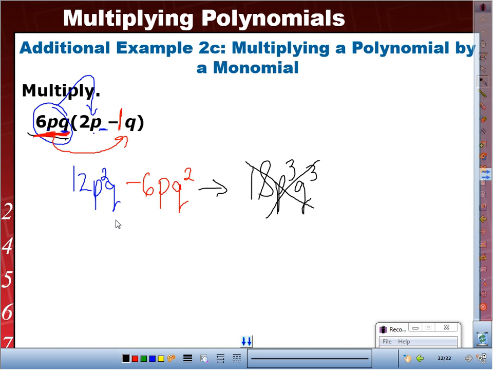Is that correct? If we add, we can only combine if and only if we have the exact same variables with the exact same exponents. So watch. We have the same variables, yes, but this p is a squared, and this one is a 1. This q is a 1, and this one is a 2. So can I combine the 6 and the 12? No. Everybody understand? Therefore, this is already simplified. Copy that, please.